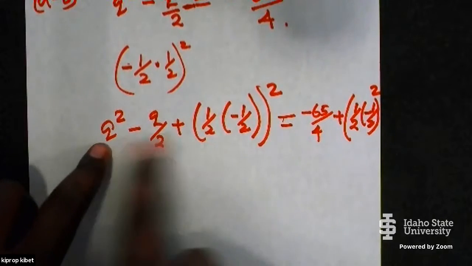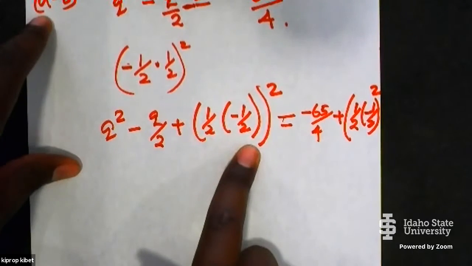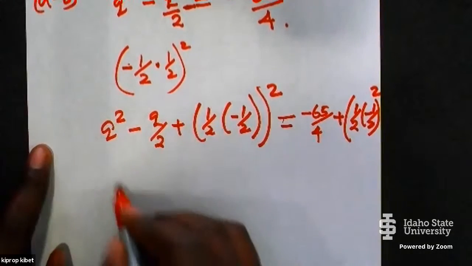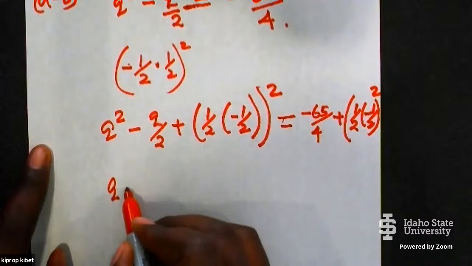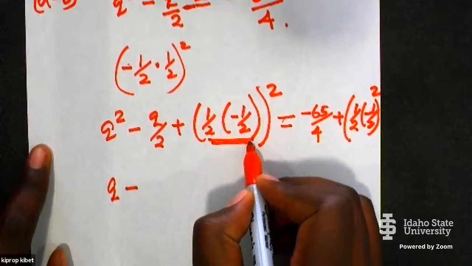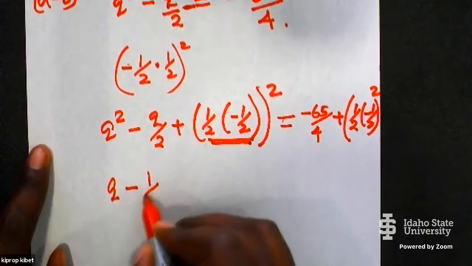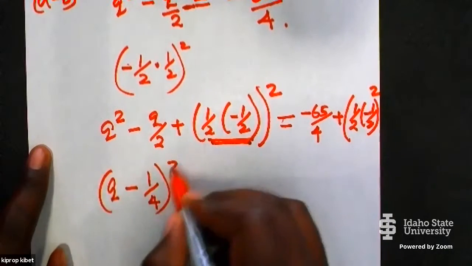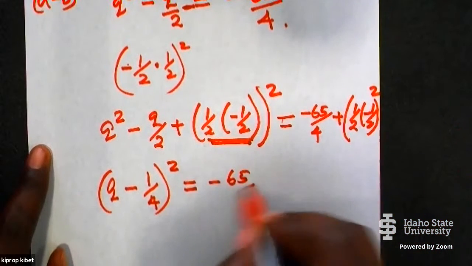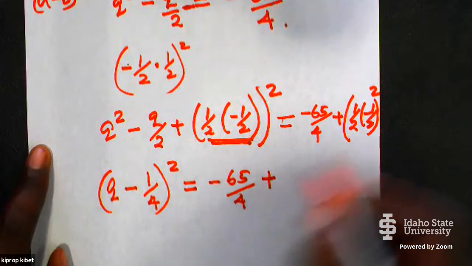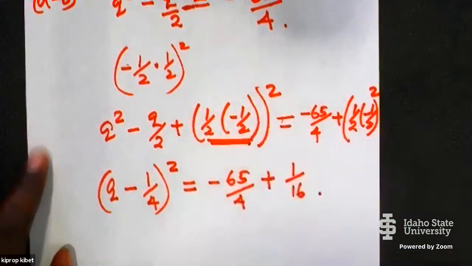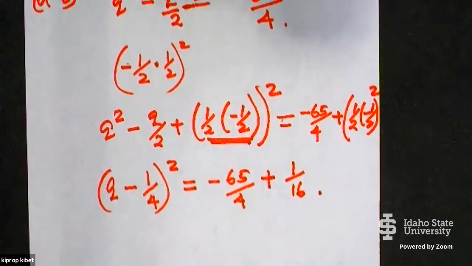Then now write this one in the form a minus b squared. So it will be q minus what? This one is 1 over 4. So q minus 1 over 4, squared, equals minus 65 all over 4, plus, now 1 over 4 squared, it will be 1 all over 16.